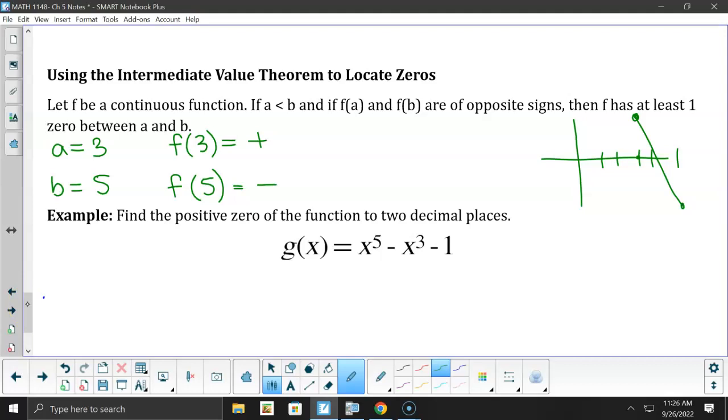Now that I've written it out like that, does that make a little more sense? So think about it this way. F of 3 is just some positive y value. F of 5 is just some negative y value. It has to go through my x-axis at that point. Does that make sense? A little bit better? Okay. Now, here's our last problem.